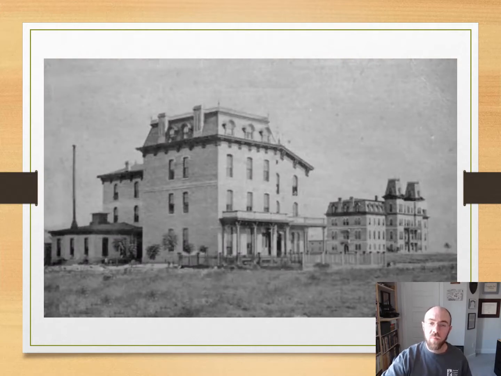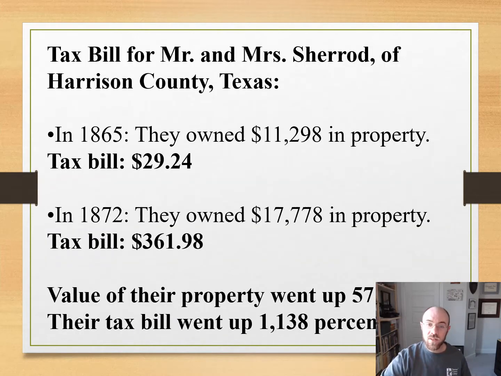Then you have public education being pushed upon the South. Up to this point, only the North really had public education. Republicans said, we need to educate our people, so they tried to force this through. The problem was that it came with a lot of taxes. So you kind of see the tax jump.